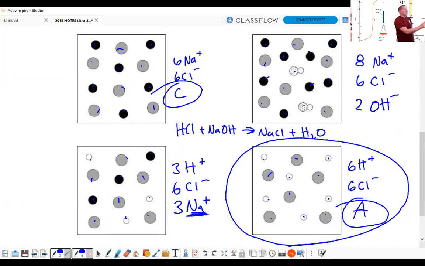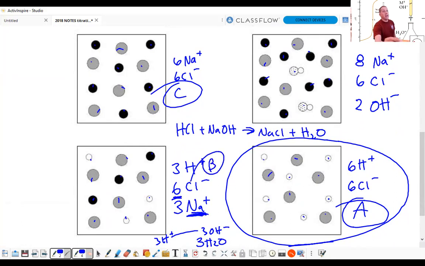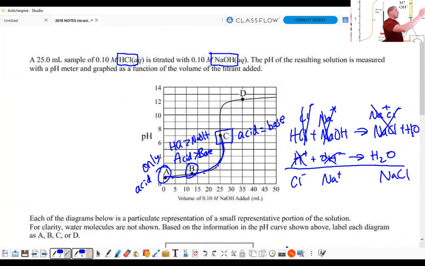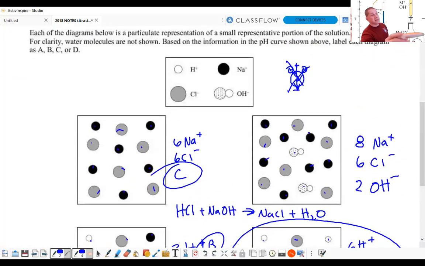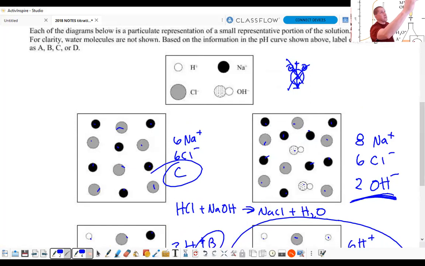So you can see we added NaOH because there should be three OH minuses. There should also be three more H pluses because you have six Cls. Well, those three H pluses and three OH minuses made three H2Os, and that's not represented in the picture. So this is letter B. This is where the acid is in excess. And then the last one is going to be, all right, so here the acid is greater than the base. Here the two are equal. So now anywhere past here is where the base now has more moles than the acid. So the acid is now the limiting reactant, and the base is the excess. So we have some excess hydroxides left over.